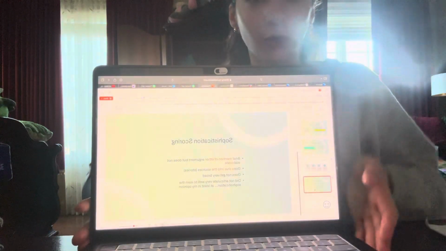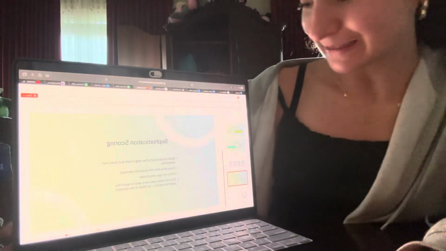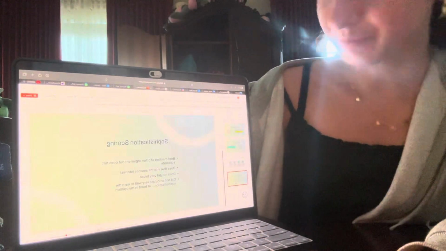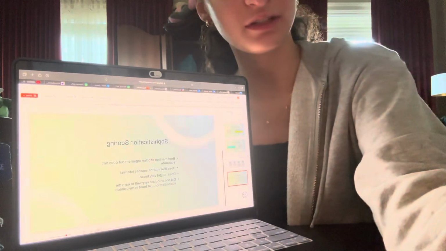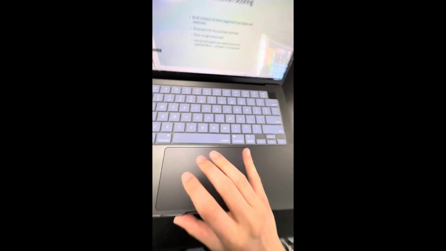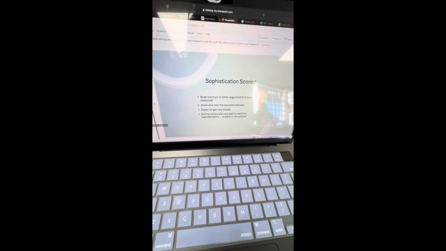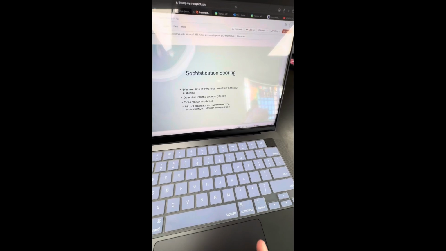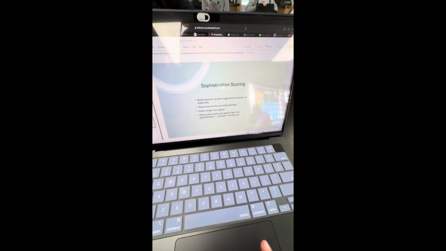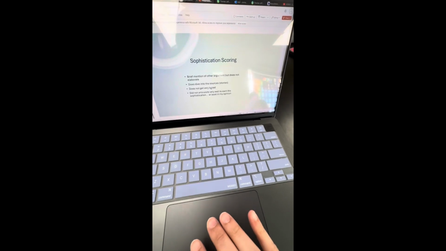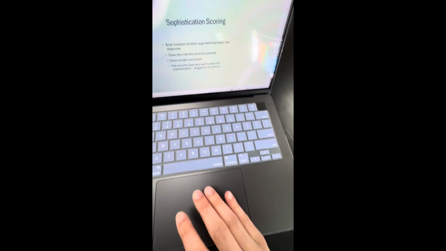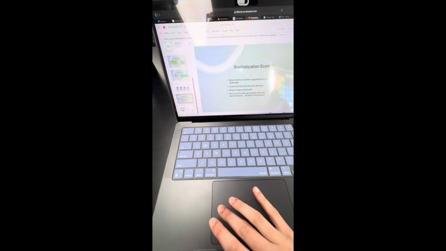This is my scoring. Brief mention of other arguments, but I did not elaborate at all. I just mentioned it. I did dive into other sources, but I did not get very broad, and I did not articulate very well to earn sophistication, in my opinion. So I would say that I did not get the sophistication point.